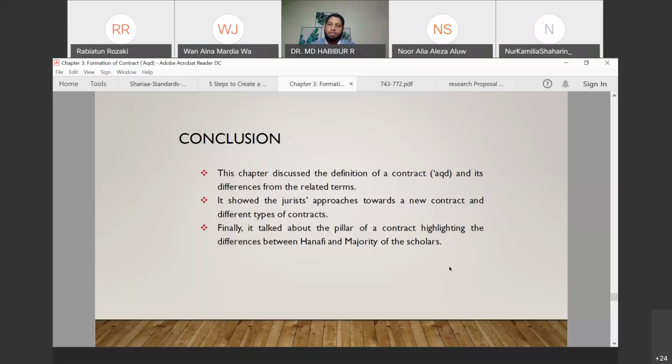So for Hanafi, the pillars are only 2: offer and acceptance. And that's why they got 3 types of contract: Sahih, Fasid, and Batil. Valid, voidable, and void. But for the majority, according to them, there are 6 pillars: offer and acceptance, price and commodity, and then contracting parties, buyer and seller, or offerer and acceptor. So that's why they got only 2 types of contract: either Sahih or Batil, valid or void.